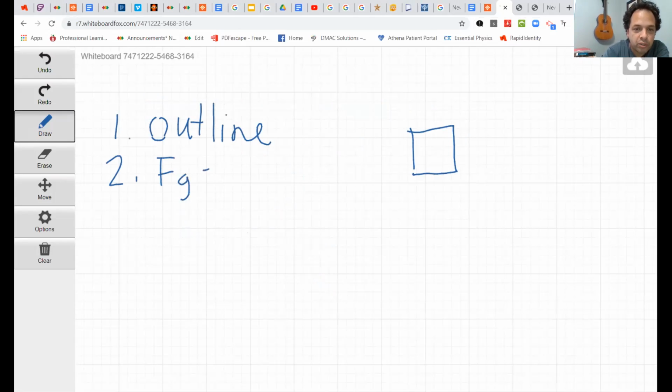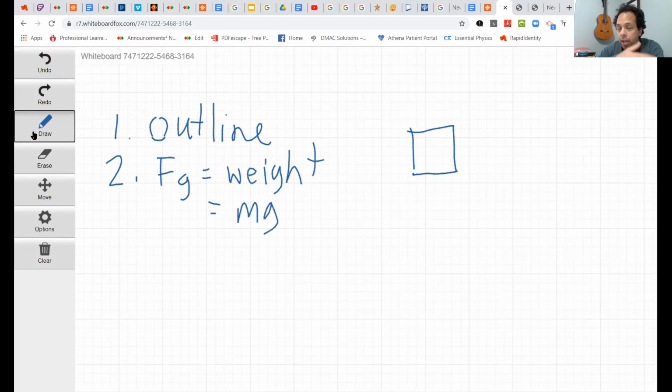Step number 2 is the weight. They call that the force of gravity. This is also equal to weight, which is equal to mass times gravity. So every time any object is going to have a weight coming down, so that's the force of gravity.